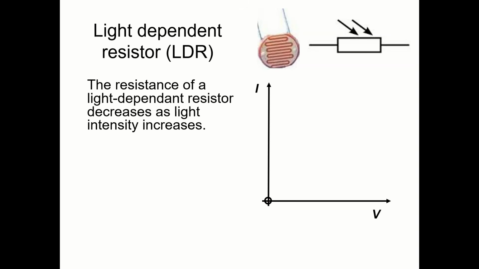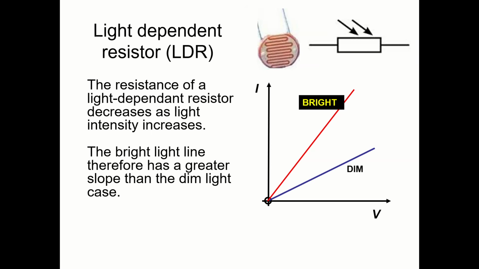Then LDRs, light-dependent resistors, worth mentioning that you should never really write the abbreviation down in the exam. Certainly the first time they write it, they should write it out in full. A bit like TIR when you do waves, it needs to be written down in full to get the marks. So you've got bright and dim LDR situations there, and you can see the difference in the IV lines.